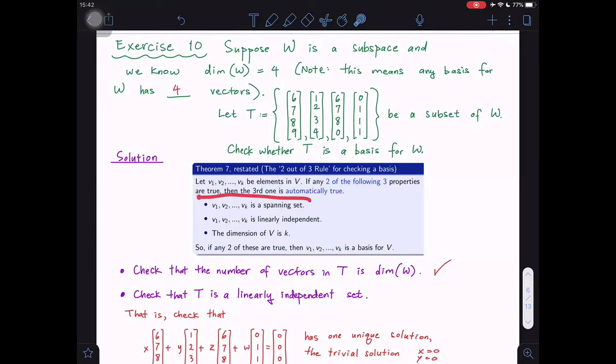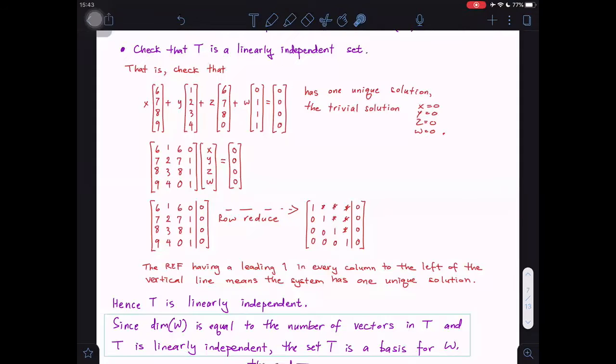Next, I just need to check one of these 2 conditions, and I will check that T is a linearly independent set. To be a linearly independent set means that the only possible linear combination of the vectors that is equal to the 0 vector must be the linear combination where all coefficients are 0. In other words, this must have one unique solution, the trivial solution, where x, y, z, w are all equal to 0. I can rewrite this linear combination as a matrix multiplication, where I have a concatenation of the vectors times a vector of the variables.